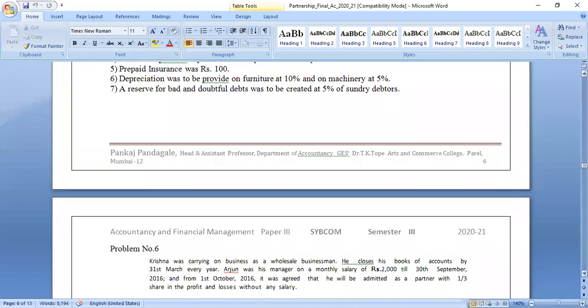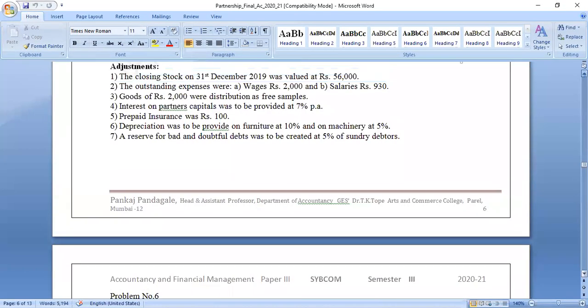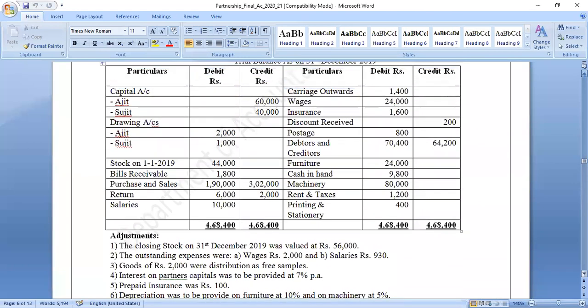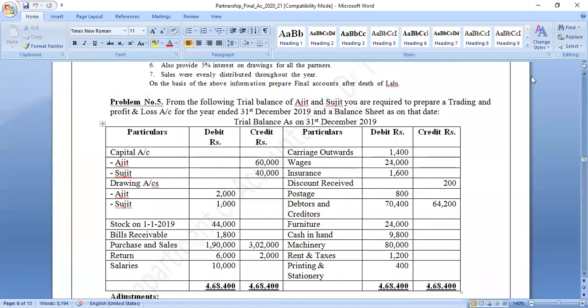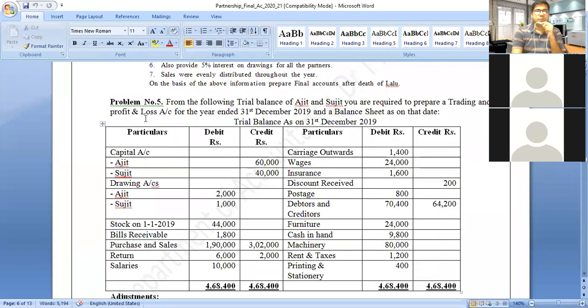Friends, this is a particular question that we are going to solve. It is one of the basic questions, because it is a pure basic final account question. In this question, various kinds of information are provided and you have to prepare a simple trading account, profit and loss account and balance sheet.